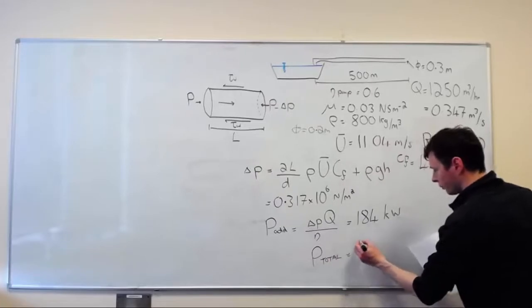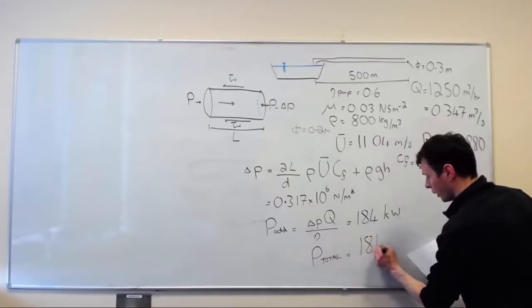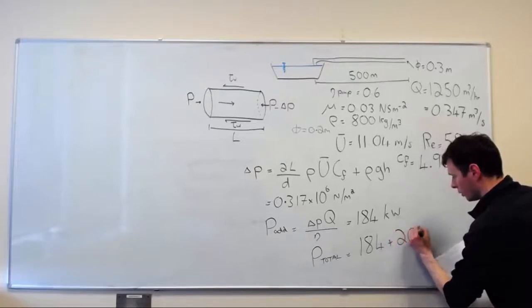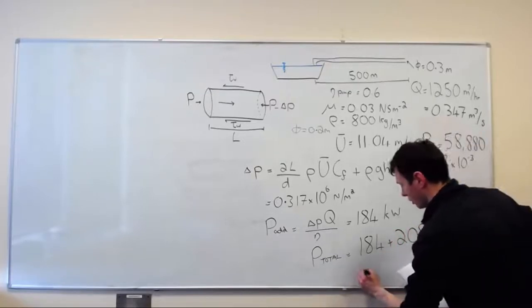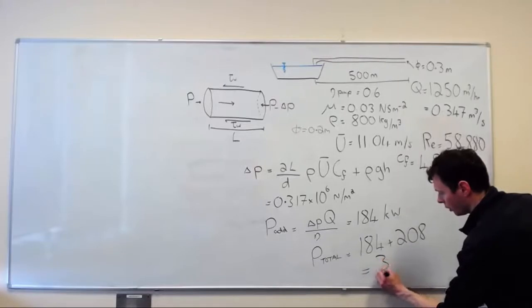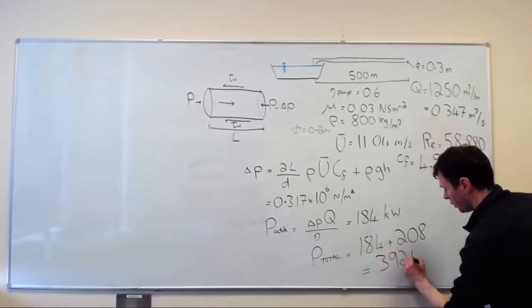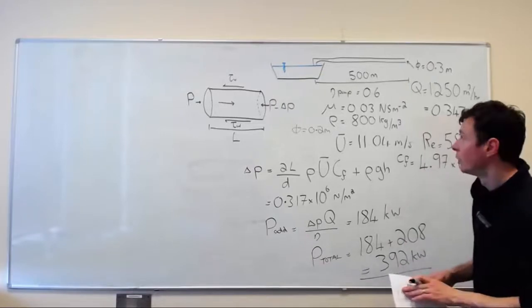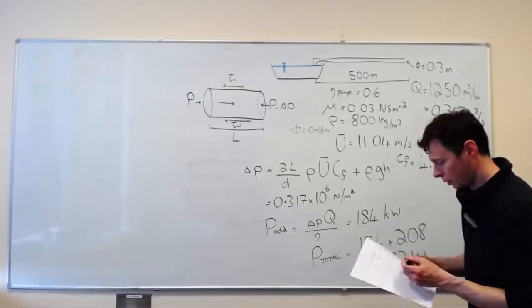So the total new power, total equals 184 plus our 208 kilowatts. So that's the answer in the book, 392 kilowatts. Okay, so that's 12.4 done.